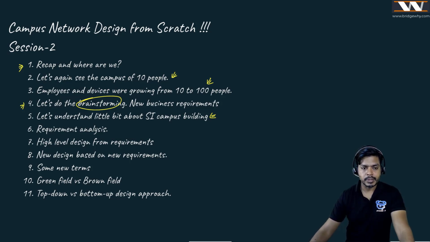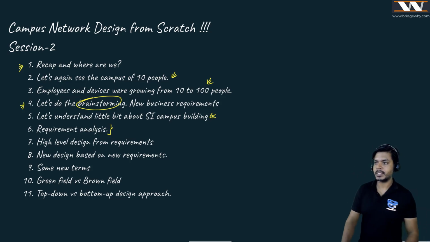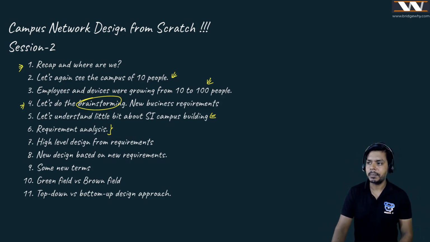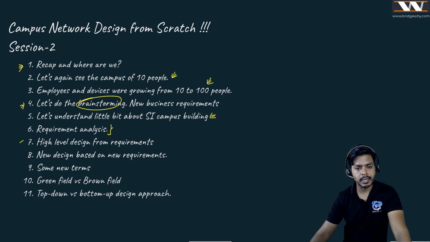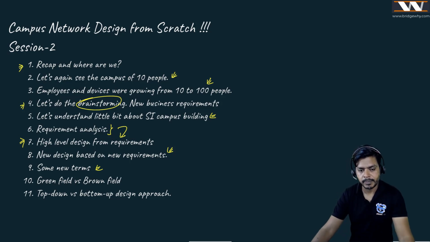Then we are going to talk about requirement analysis, because this is one of the most important things. Without understanding the requirement, if you start doing something, you will be at loss. Believe me. Then from these requirements, we are going to talk about high level design. How to convert requirement into high level design. We will be talking about new design based on these requirements. And if time permits, we are going to understand some new terms: what is greenfield versus brownfield, top down versus bottom up design approach?